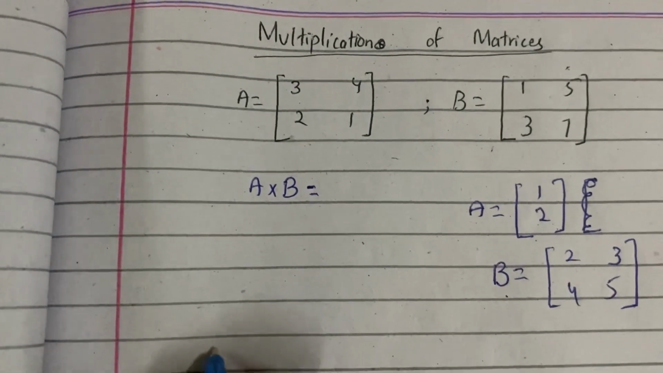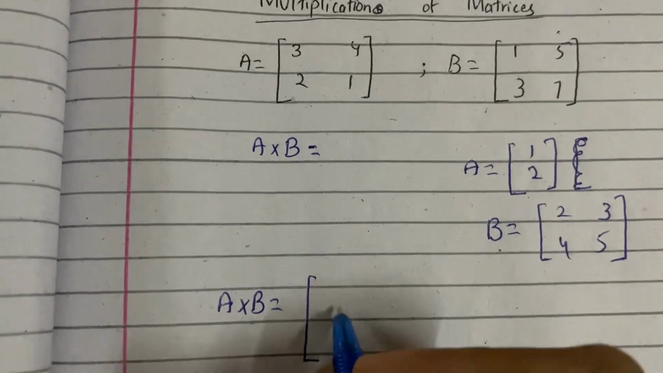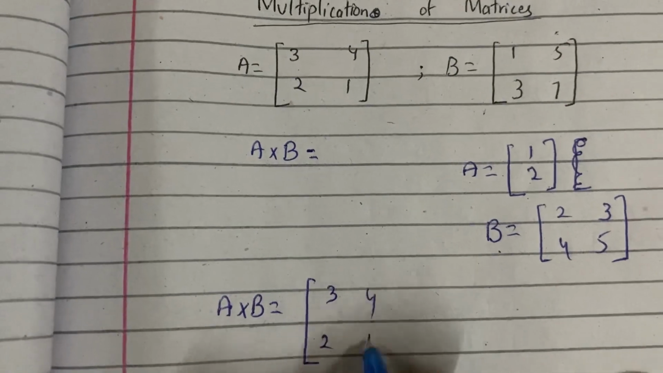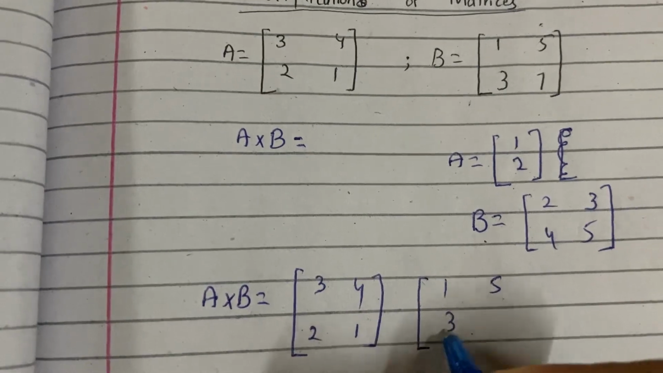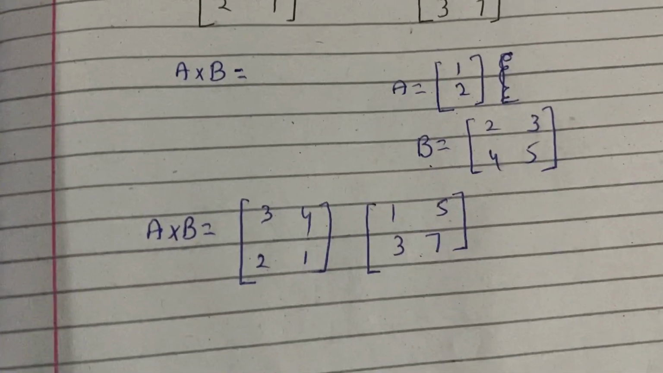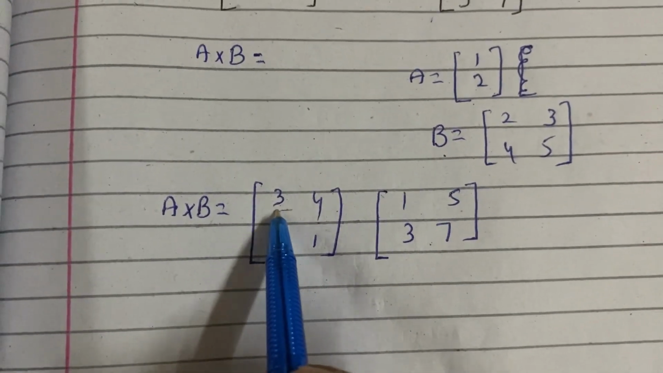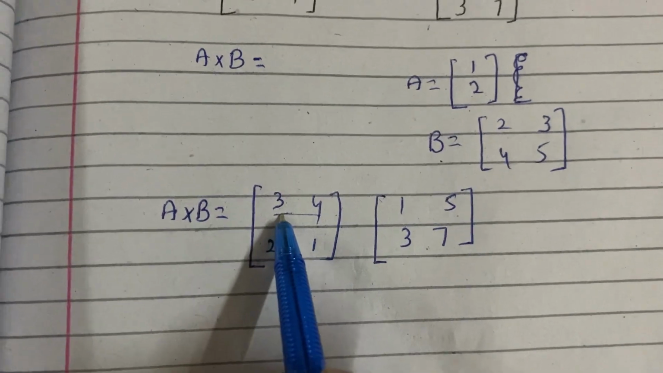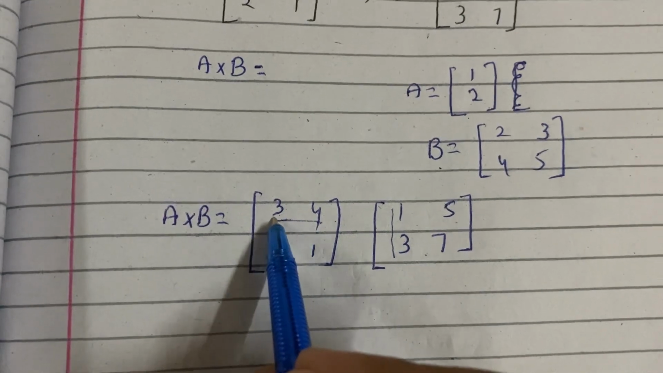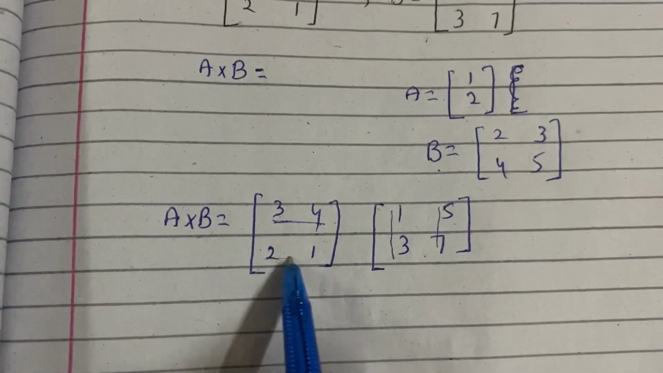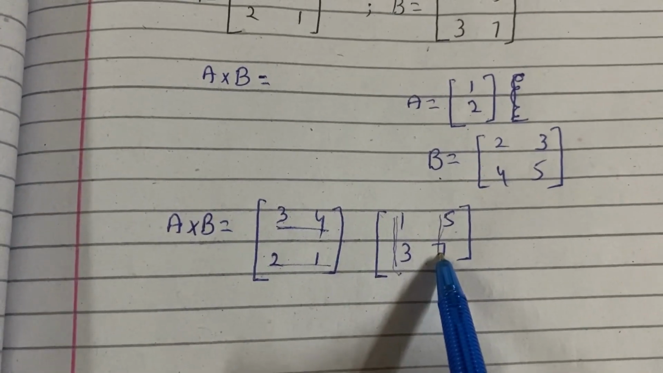So let's multiply A and B, where A is 3, 2, 4, 1, and B is 1, 5, 3, and 7. For multiplication, we have to multiply this whole row with this whole column, and then this row with the second column, and then the second row with the first column, and then the second row with the second column.